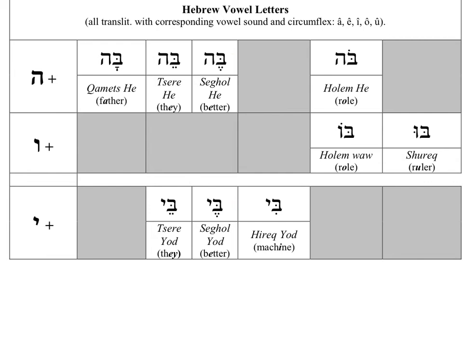Here are two more that are similar again, giving us the same sound. A segol he, or a segol yod rather. The segol yod here, we have that yod, the consonant we learned in our last session, and our segol that we learned above, working together here to give us that shorter E, as in better. Be, be.